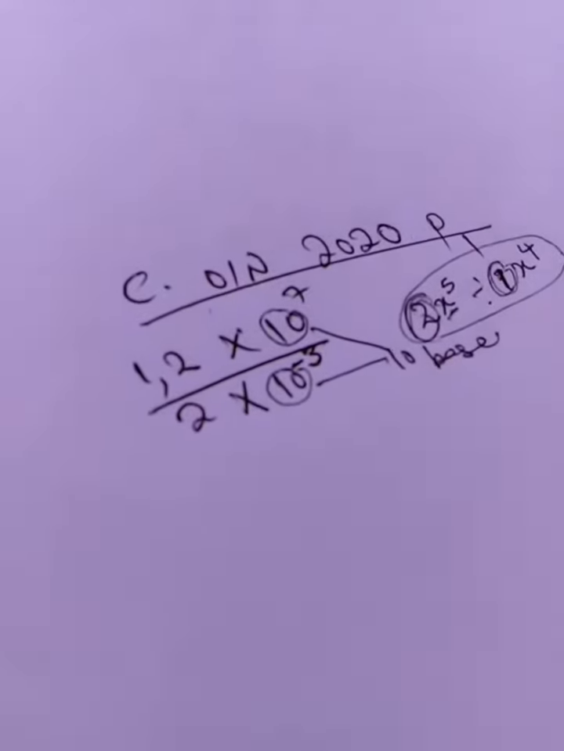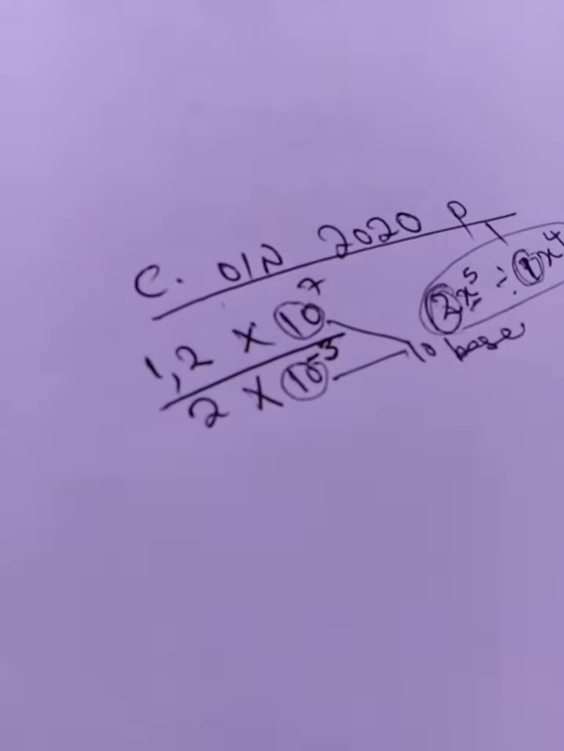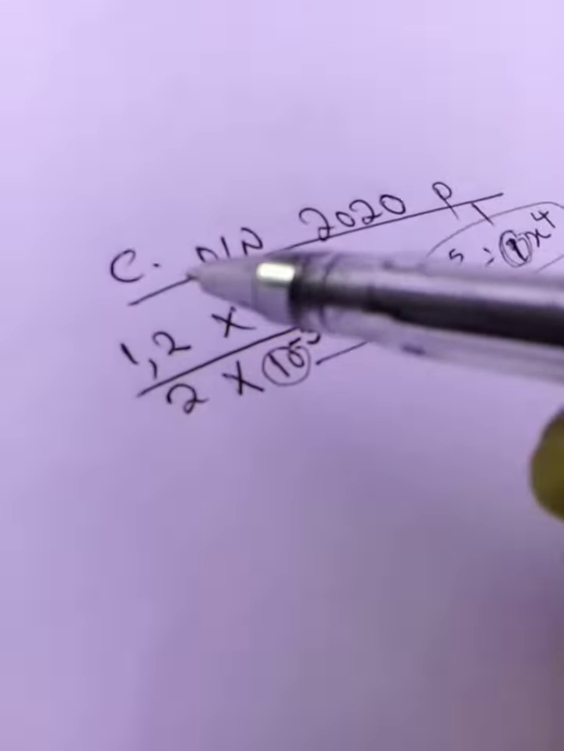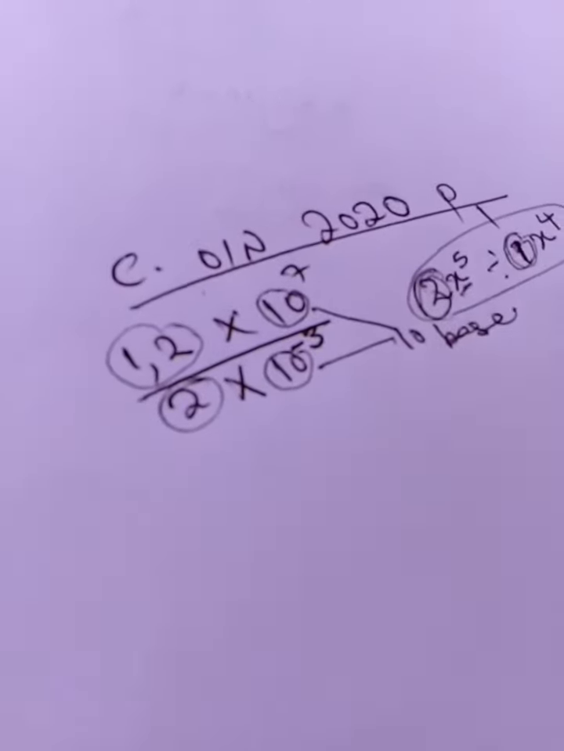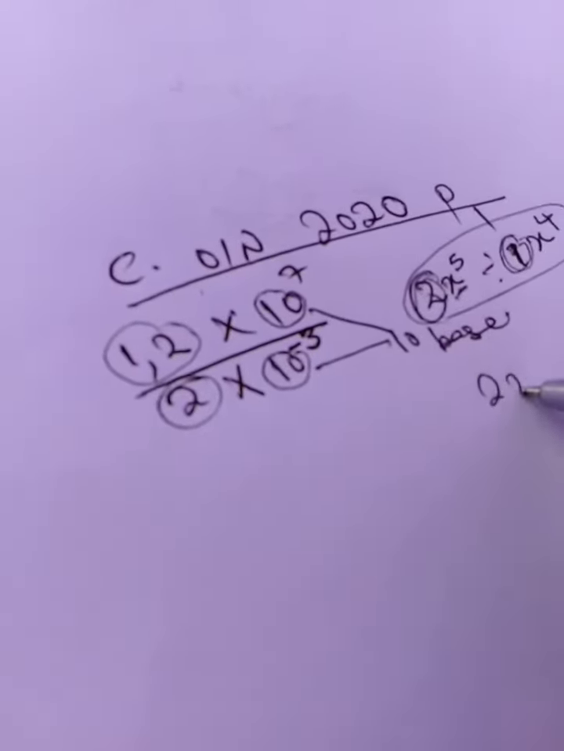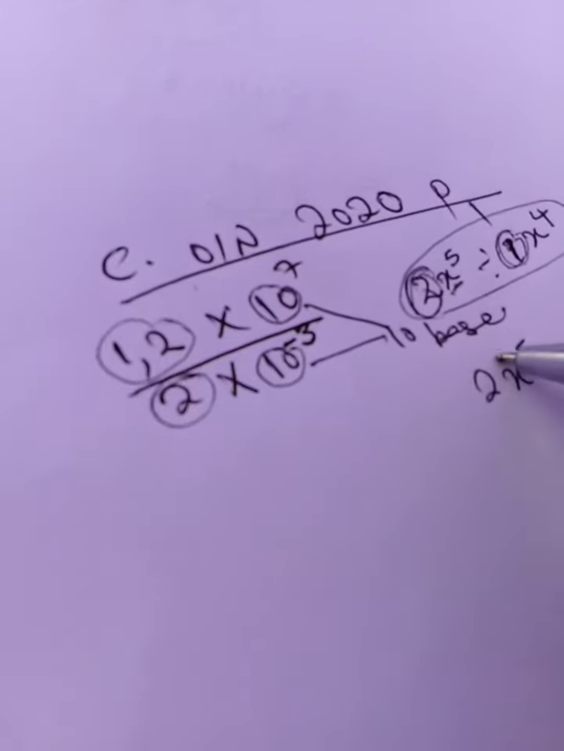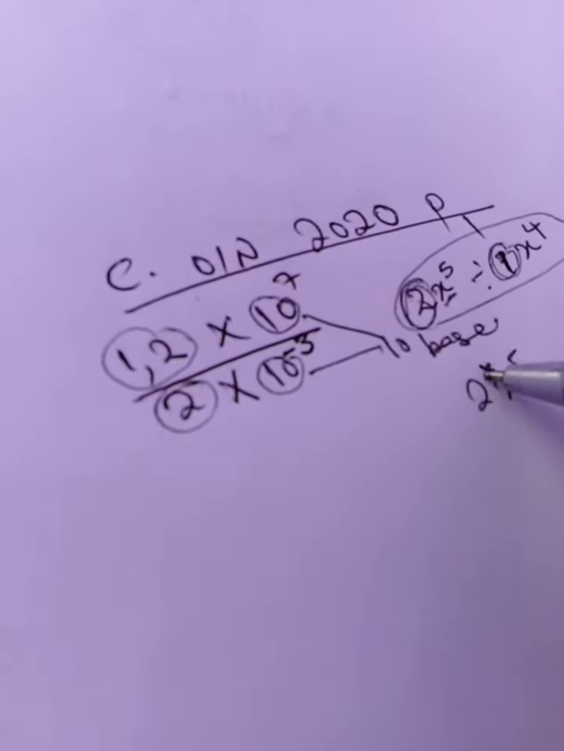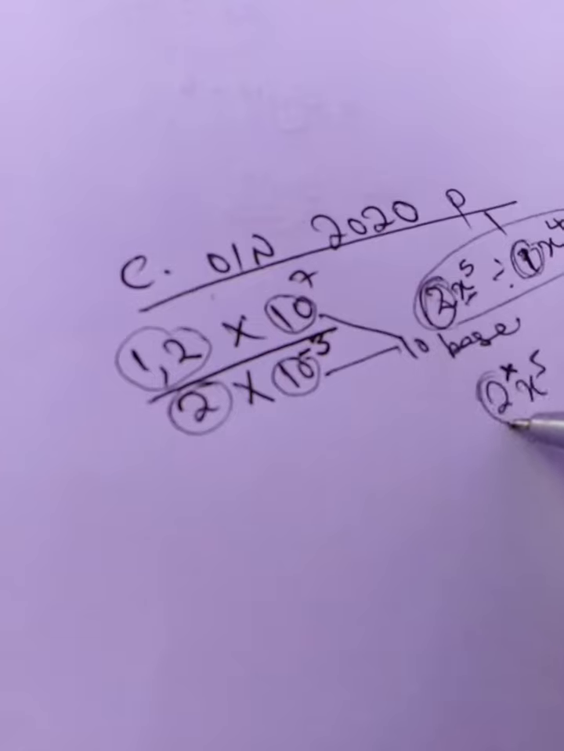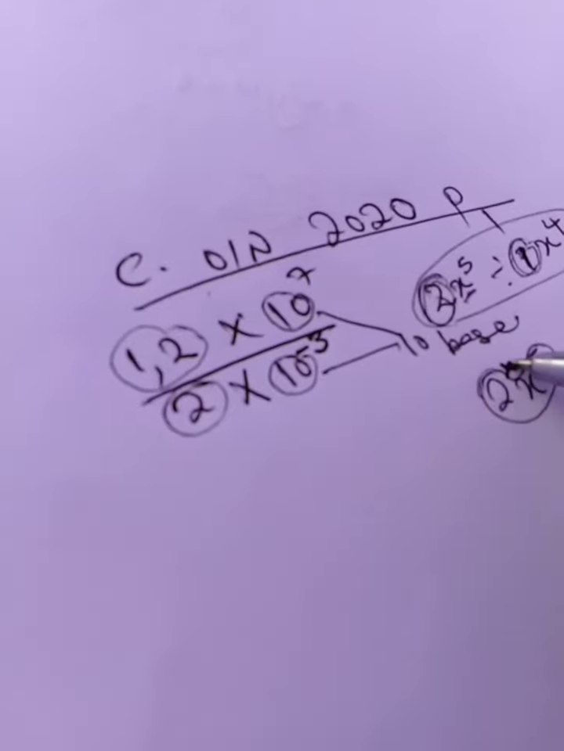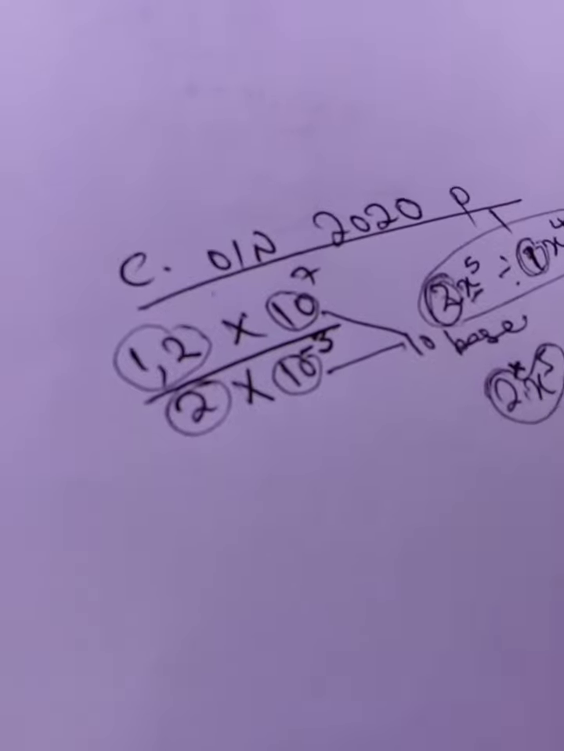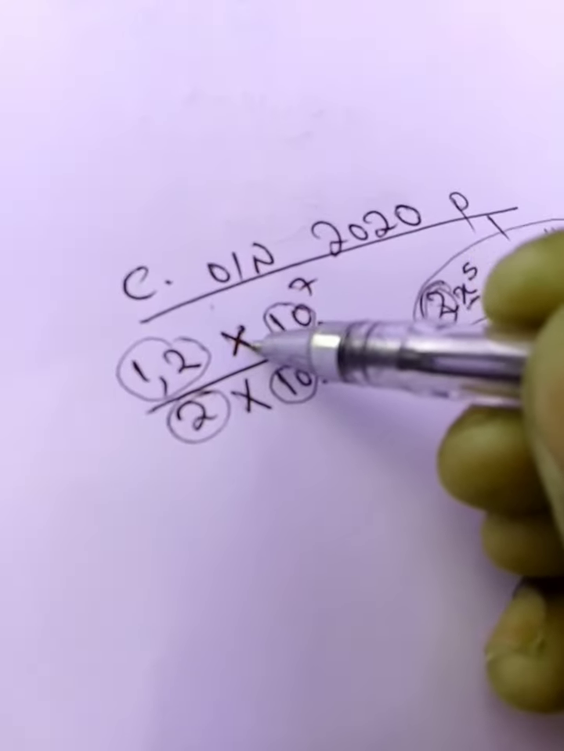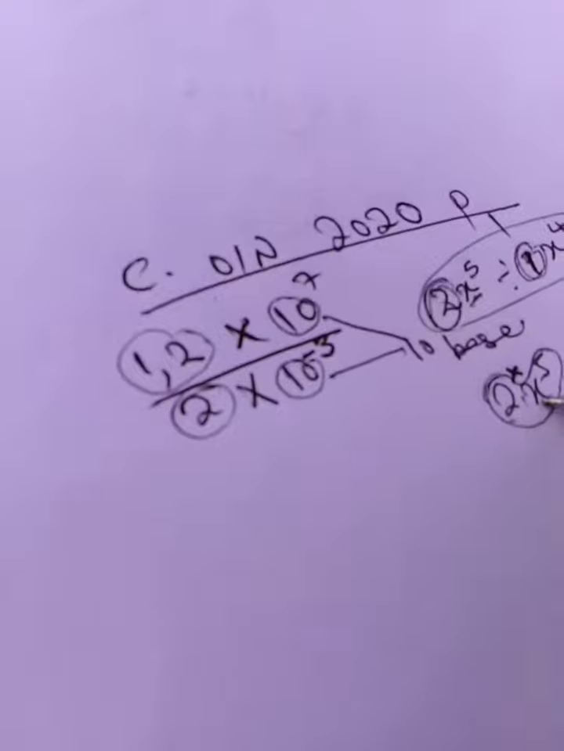Since 10 is our base, do we have a number in front of our base? We have it. We have 1.2. We have a 2. So it's the same as here, it's 2x to the power 5. Here we have a silent multiplication. If we have numbers like this, there's a multiplication which is silent. So it's 2 times x to the power 5.